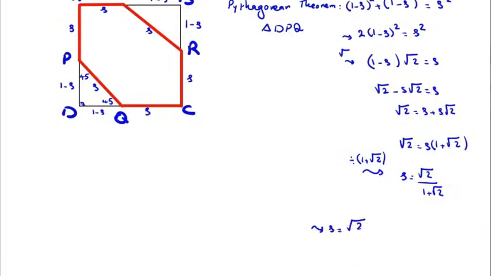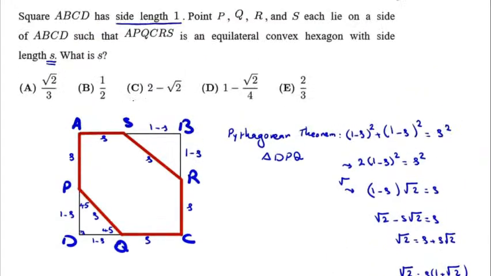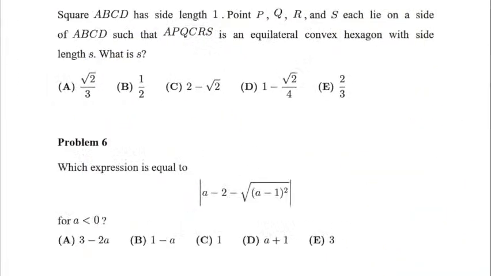For rationalizing root 2 over 1 plus root 2, we should multiply by root 2 minus 1 over root 2 minus 1. The denominator will be 2 minus 1, which is 1. The numerator is root 2 times root 2, which is 2, minus root 2. So the answer is 2 minus root 2. Okay, so the right choice is C.